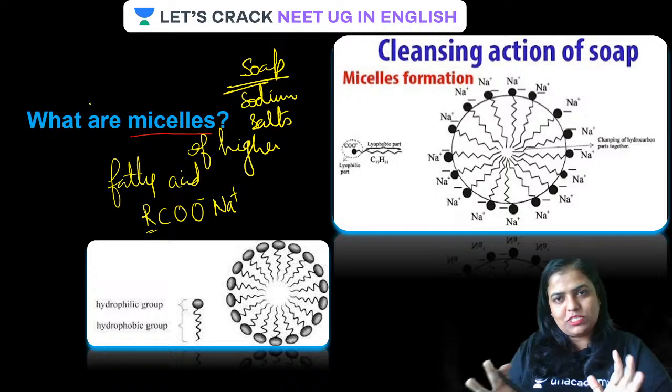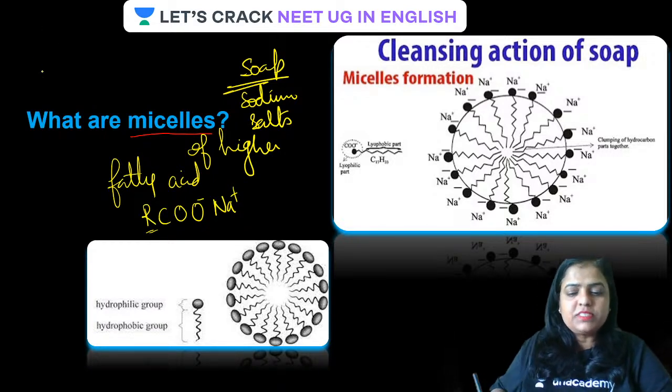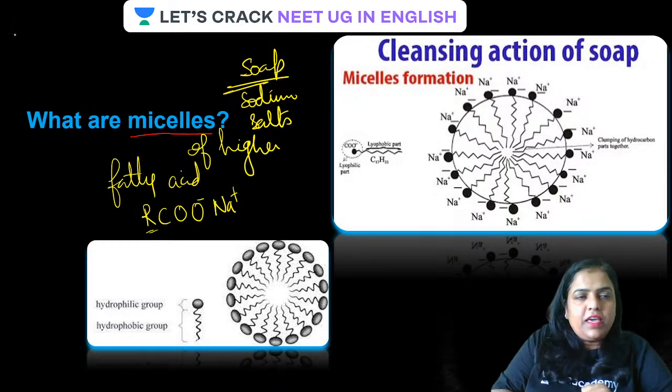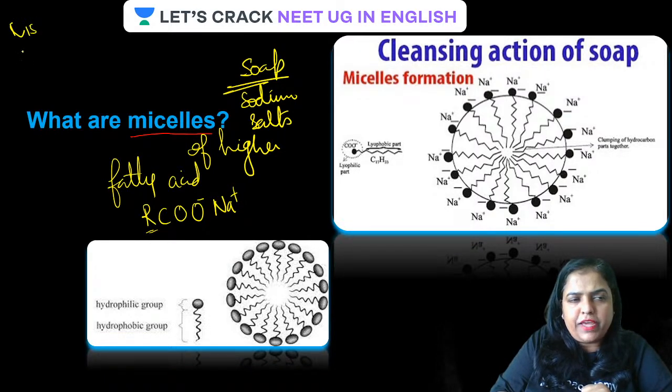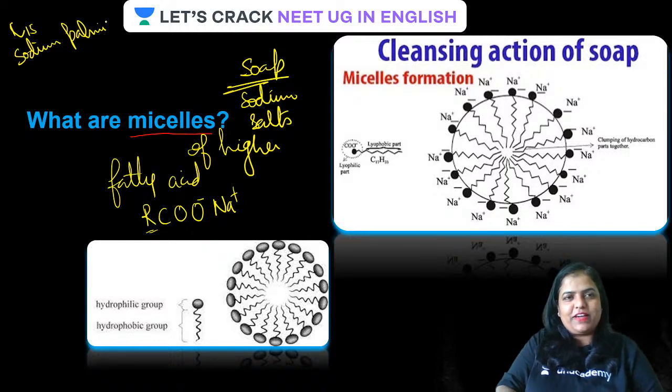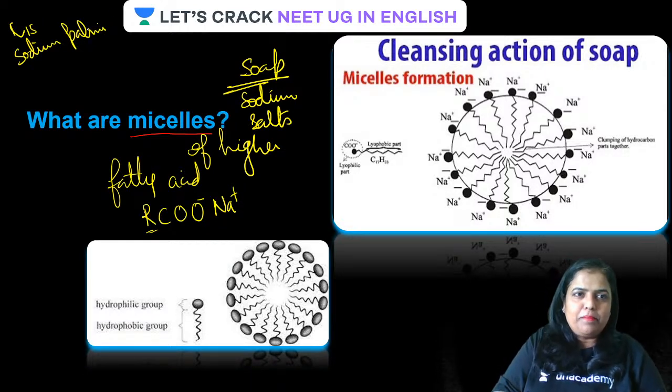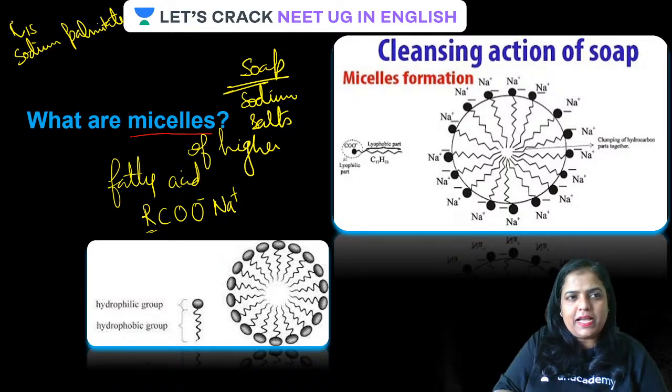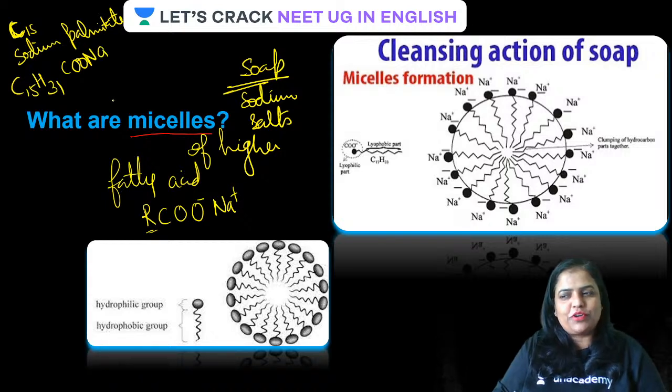Let me tell you what the value is. Approximately, what is the general value we take? Guys, R is 15. I mean, carbon is 15 when we take sodium palmitate. Sodium palmitate is the name of the sodium salt of a higher fatty acid, or in other words, soap. Palmitate. How to recall this? Let me tell you. The carbon atom count will be 15. C15H31COONa.